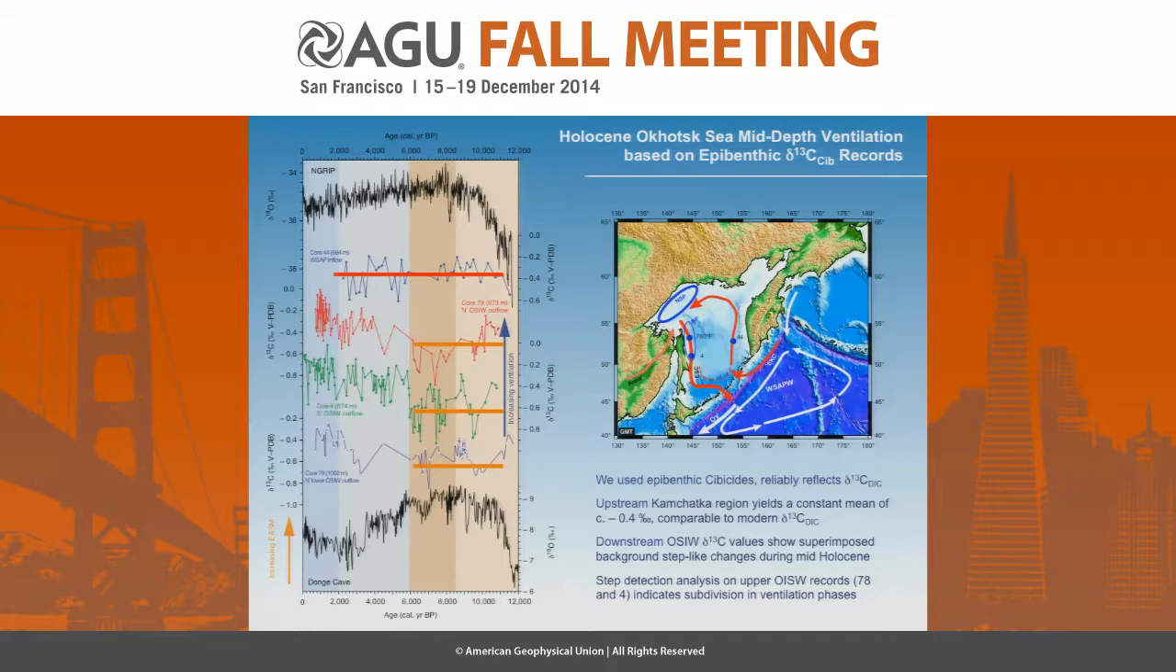What you can also see is that in the earlier part of the Holocene, you see decreases relative to modern conditions in the delta C13. You see a Mid-Holocene increase and probably a second step towards the late Holocene.